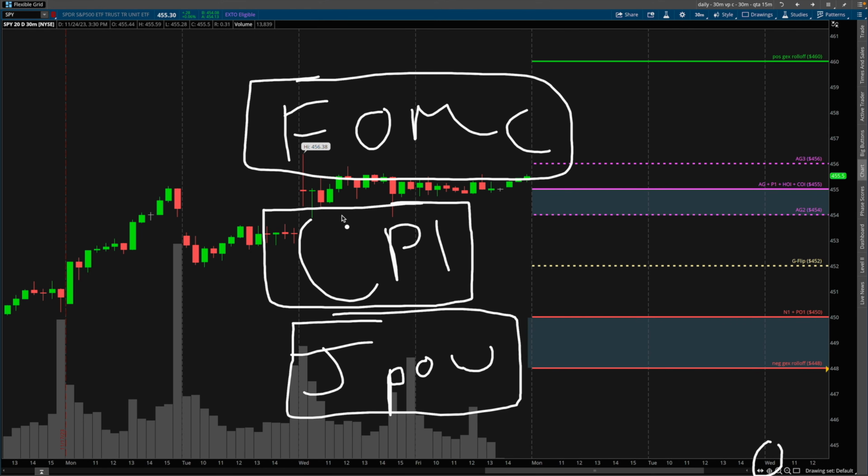Occasionally, the jobs report might have some sort of significance, but these are the main driving factors. At least since the pandemic of 2020, these have been some major driving catalysts for the S&P 500.